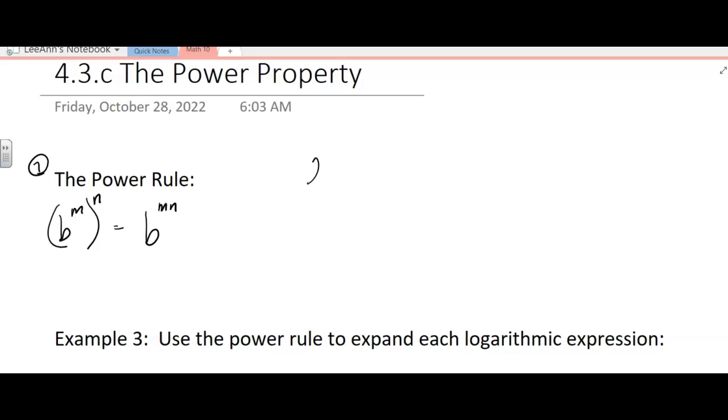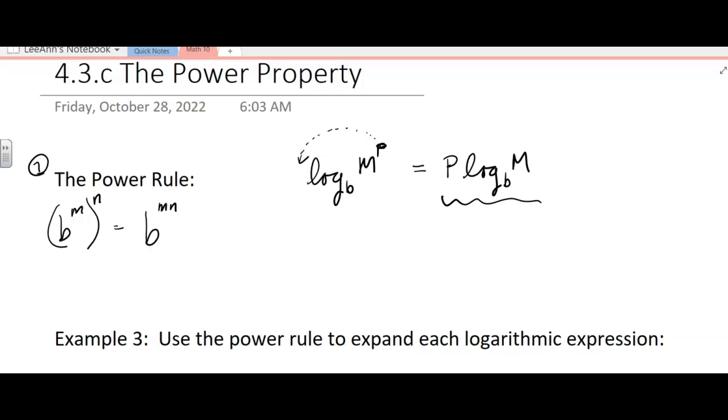So it says if you have log base b, and then in the argument you have m to some power, some exponent. That's supposed to be a p. Okay, but it's an exponent. Then what we do is we take that and we bring it down in front, I always say. So you take your exponent and you put it in front so that it's p times log base b of m. And that's the power property.